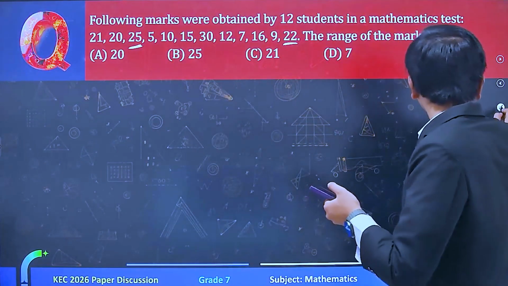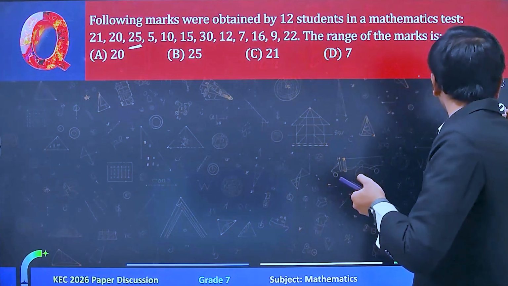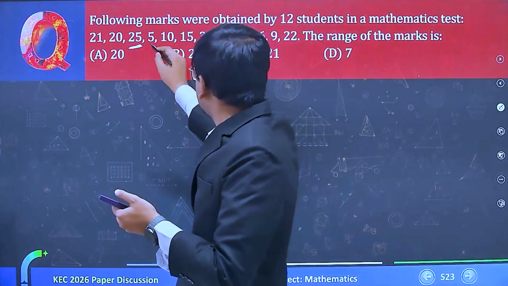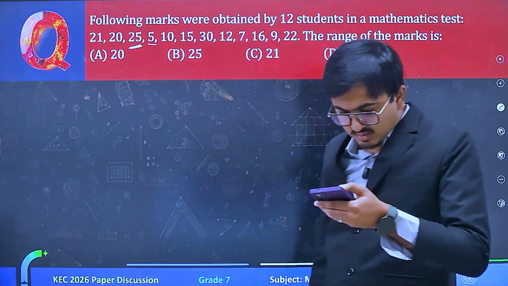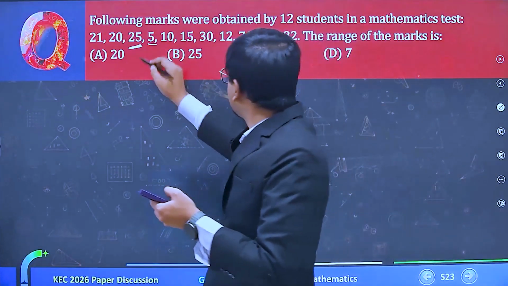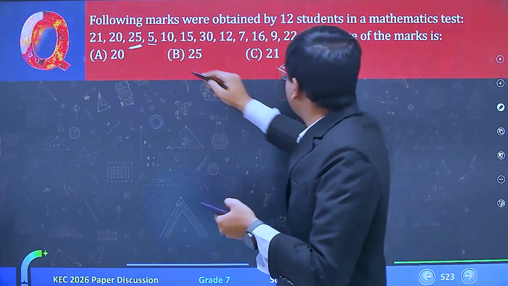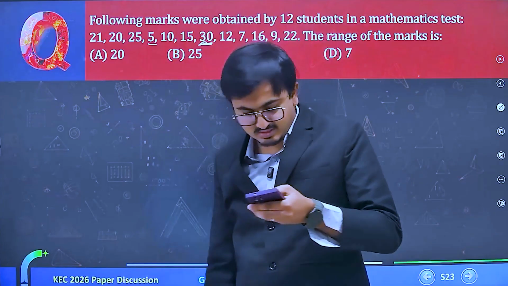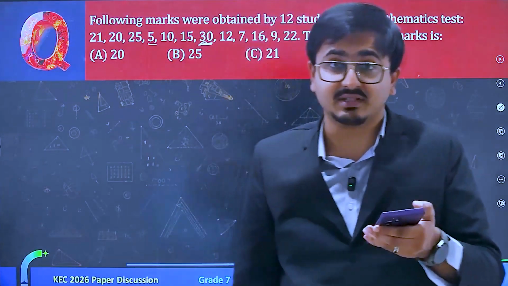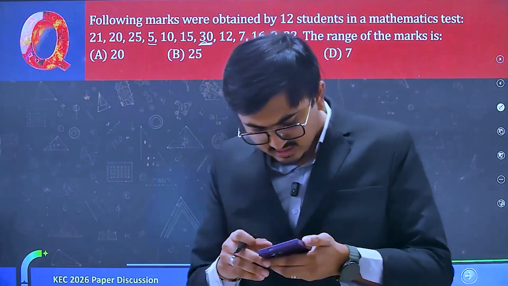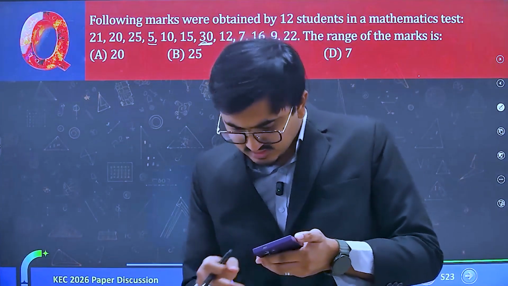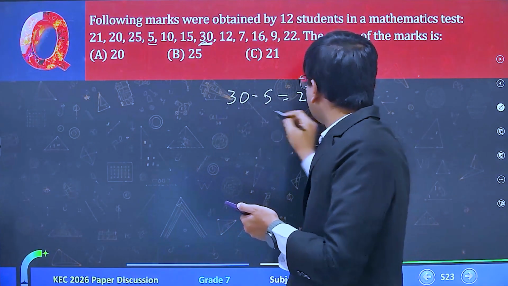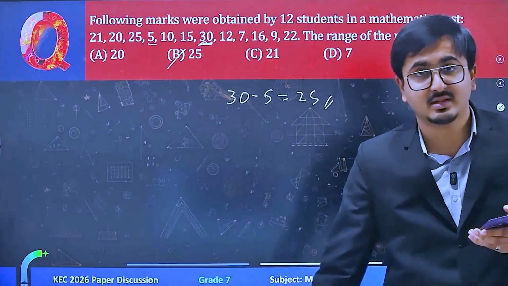25. Minimum. Come on, minimum. Minimum 5. Correct. Minimum is 5. Oh, 30 is also there. My bad. Done. Maximum is 30. Minimum is 5. Any errors? Any other observation? Correct? Therefore, yes. Okay. 30 minus 5 is 25. Perfect.